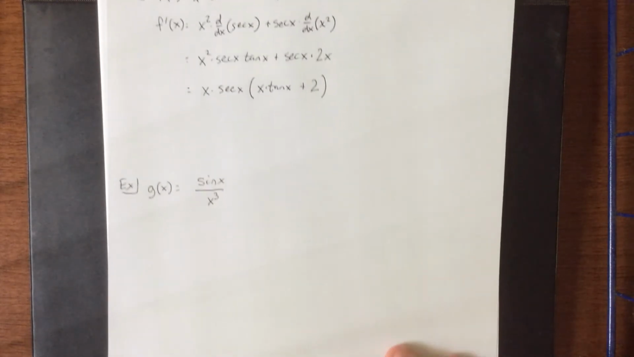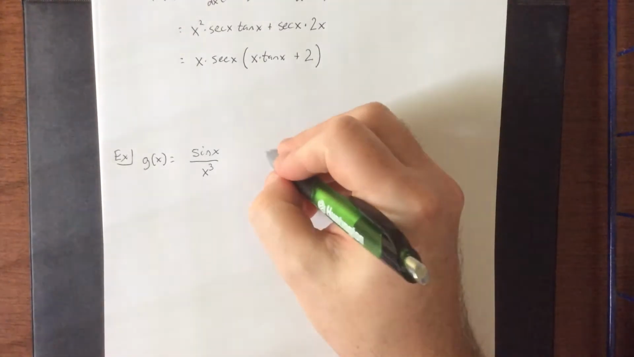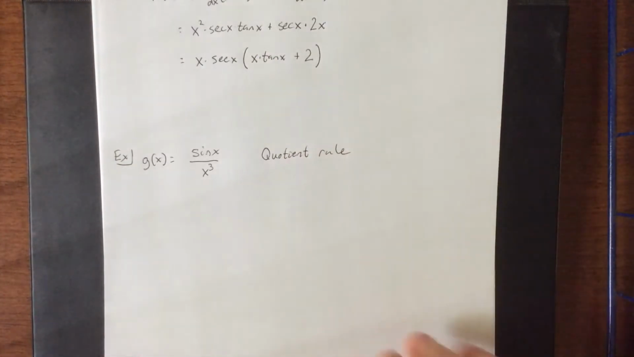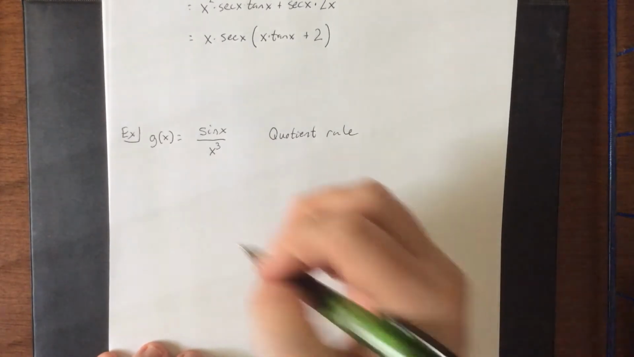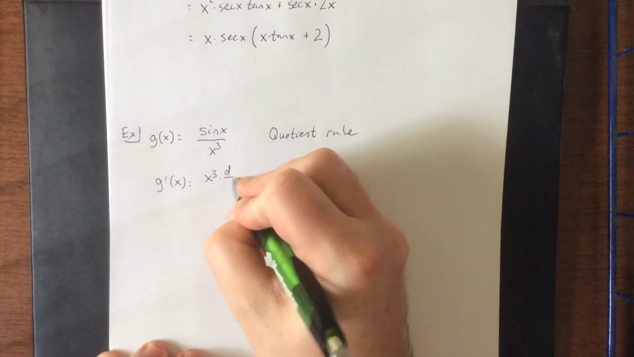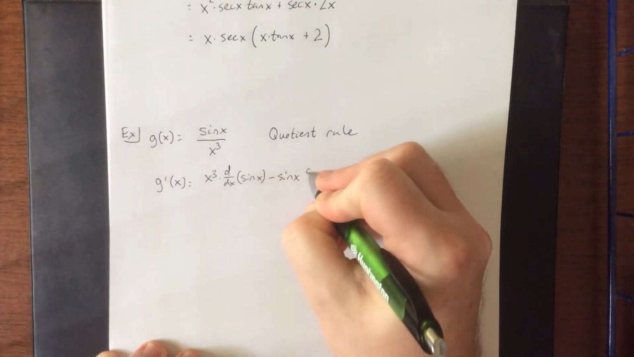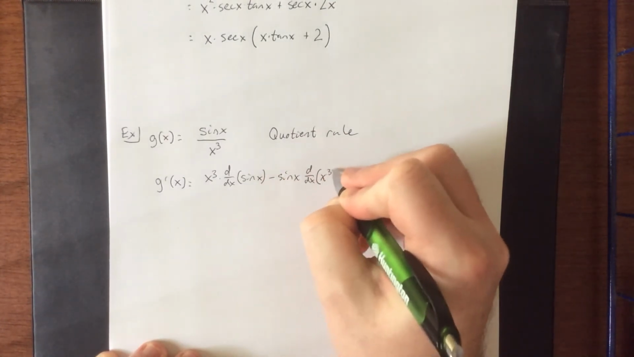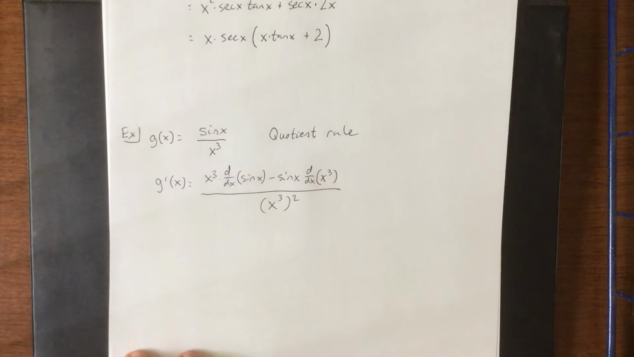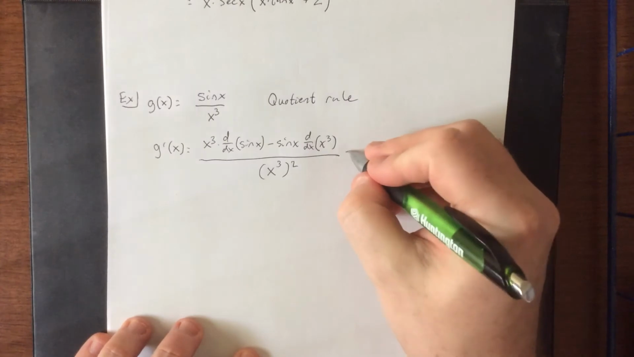For our second function, we have g of x is equal to the sine of x divided by x cubed. In its current form, we currently have a quotient, so we will proceed by making use of the quotient rule. For the quotient rule, this will be g prime of x is equal to low d high less high d low over the square of what's below.